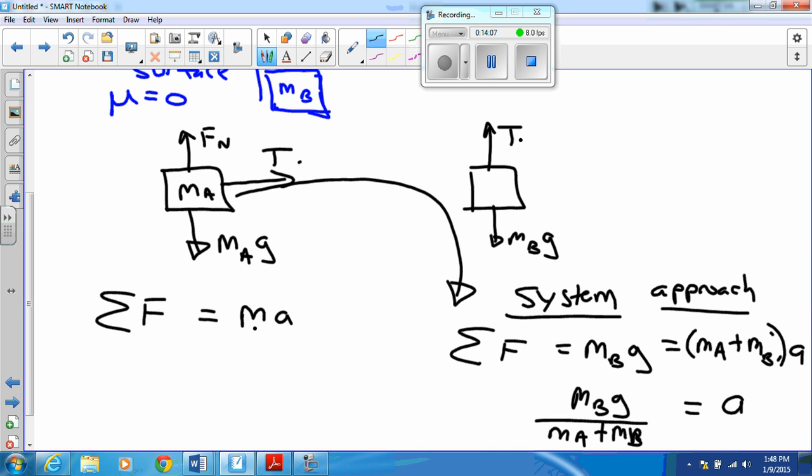Does the system approach make sense to everybody here? This is actually the favored way of doing things if you can possibly do it. Notice that all of the internal forces didn't matter. We looked only at external forces outside the system. The second approach would be to do a component approach.